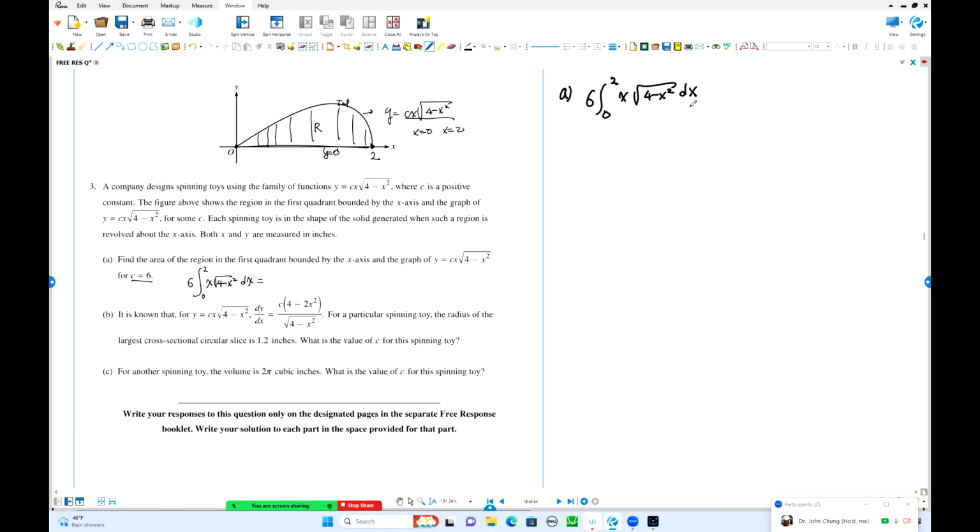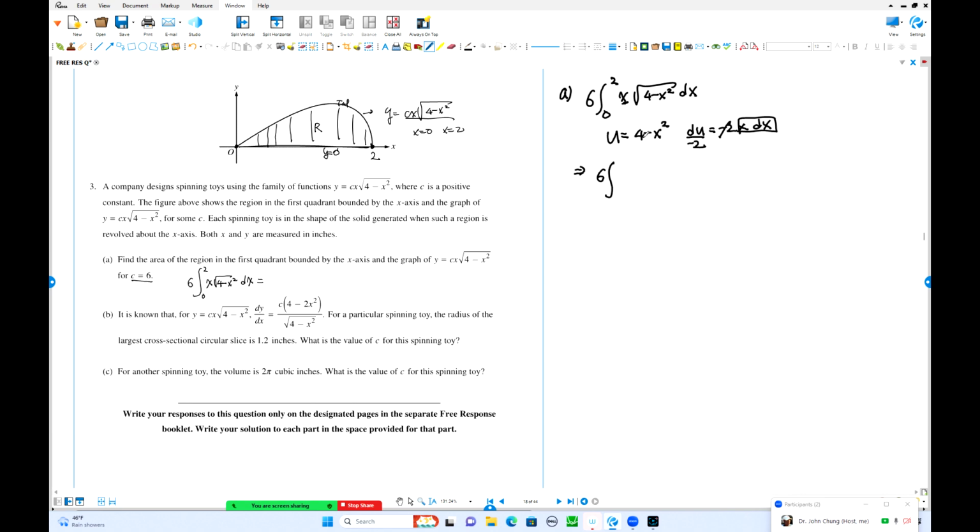How can you find this one? This is actually u substitution, right? Inside, when you take a derivative, you get negative 2x, but there's still an x there. So we have to use u substitution. u equals 4 minus x squared, so du equals negative 2x dx. Only x is a variable, so x dx equals du over negative 2. This is a definite integral, so we're going to change all the x values to u values.